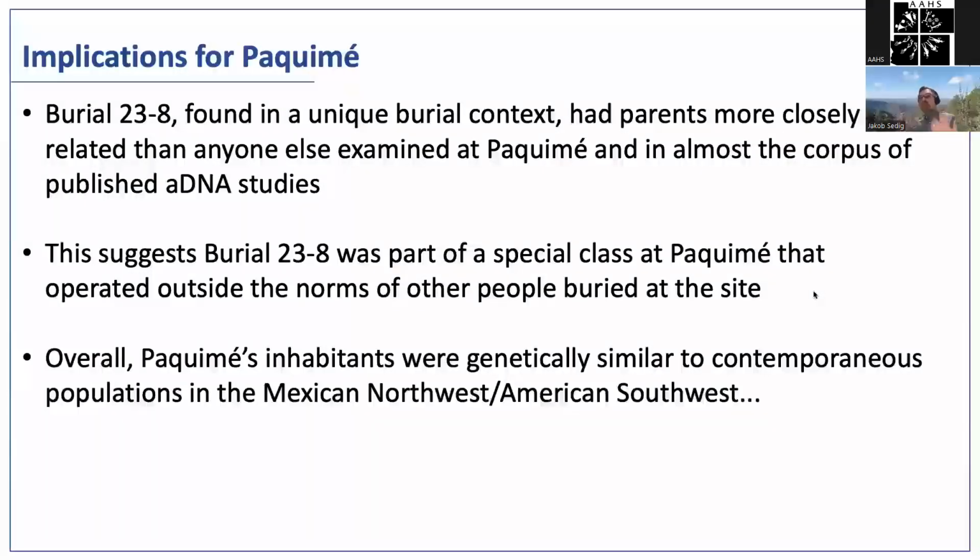So what we argue is that this was a child of an elite lineage. His parents were closely related, and they had some special role at Paquimé. And he may have been sacrificed as a way to consecrate this special building, the House of the Well. That's the story that I've been telling since this paper came out last August.